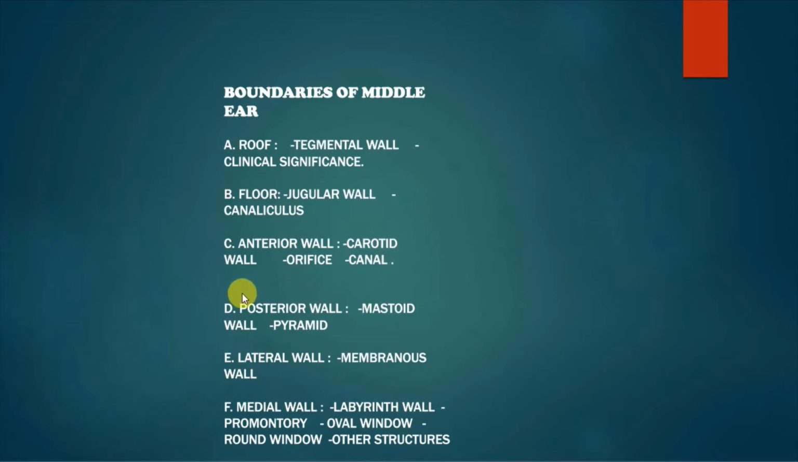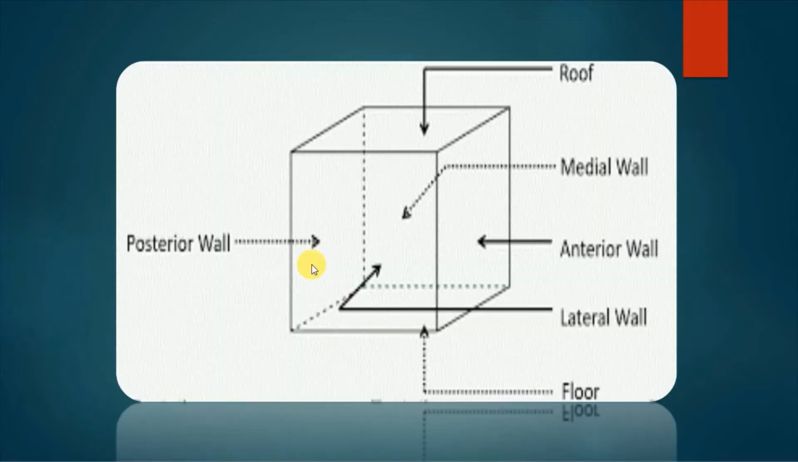Now, the posterior wall, which is also called the mastoid wall. It is called the mastoid wall because around here it has an opening called the aditus, which opens into a cavity called the mastoid antrum.